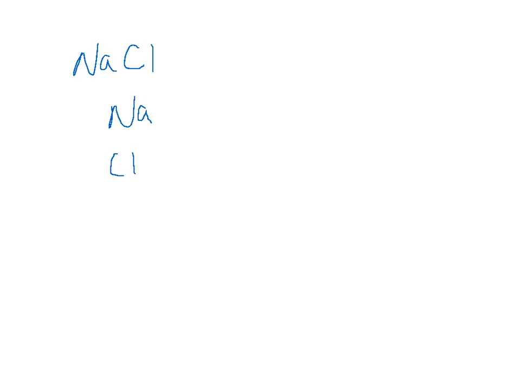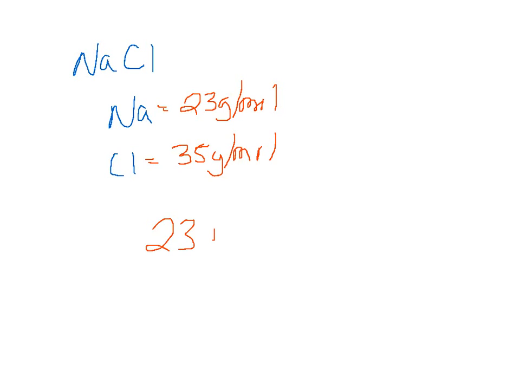Now I would look back to my periodic table and find out that sodium has a molar mass of 23 grams per mole, and chlorine has a molar mass of 35 grams per mole. If I want to know the mass of sodium chloride, I just add the two together. So the molar mass of sodium chloride is equal to 23 plus 35, which equals about 58 grams per mole.